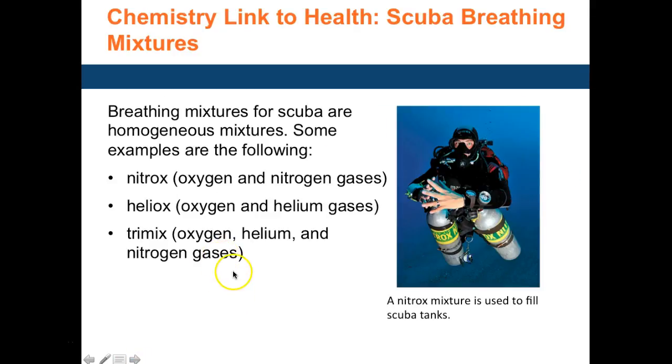All right, some breathing mixtures are nitrox, heliox, and trimix, and these are used for scuba divers, all right, in order to keep their pressure the same as the pressure that they are under when they're underwater.